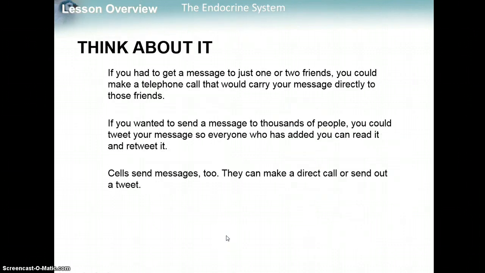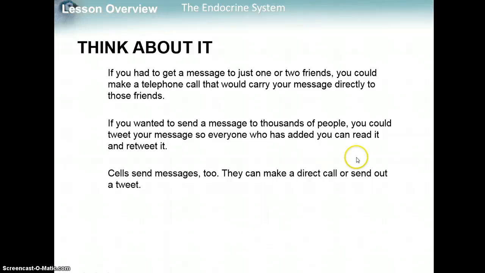Okay, now getting on to the endocrine system, to get an idea of what the endocrine system involves. Think about if you had to get a message to one or two friends. You would probably just text them, call them directly, talk to them directly, and tell them your message. But if you wanted to send a message to thousands of people, that's when maybe you would send a tweet, so your message could be received by everyone who has you on their list, and they can maybe even retweet it to their friends.